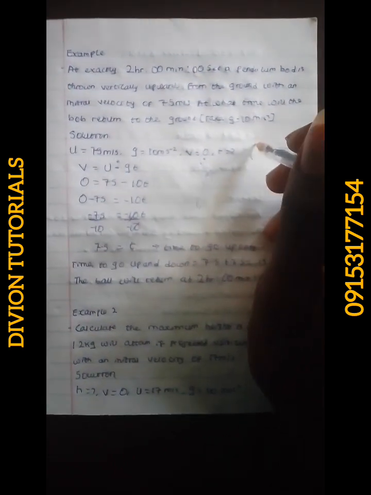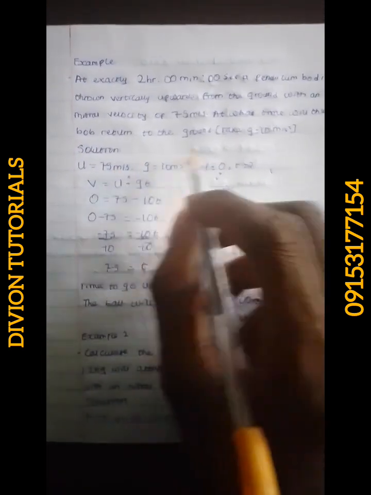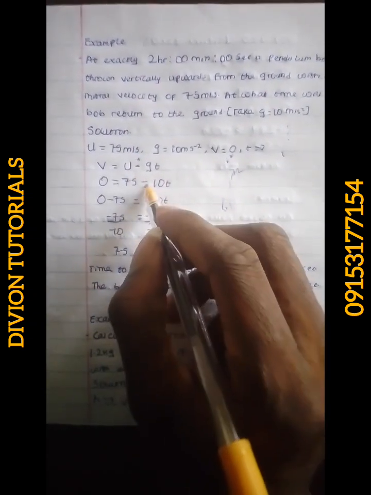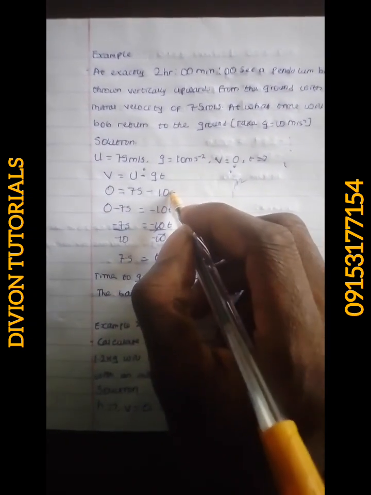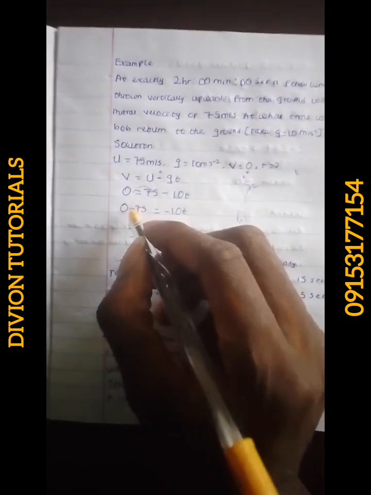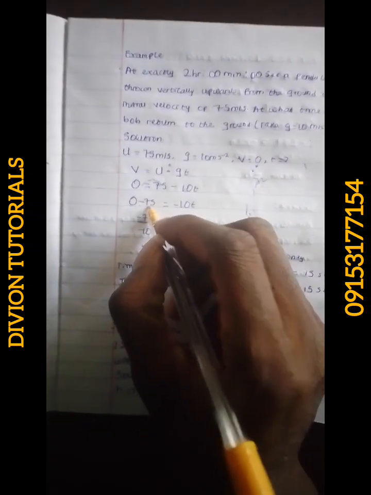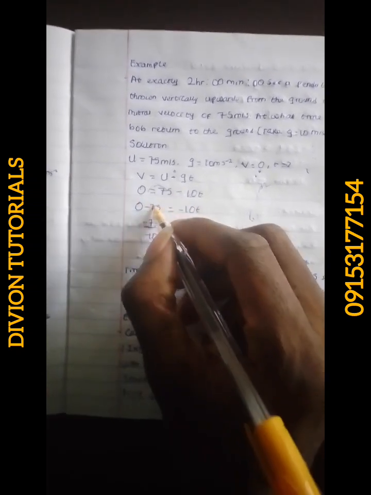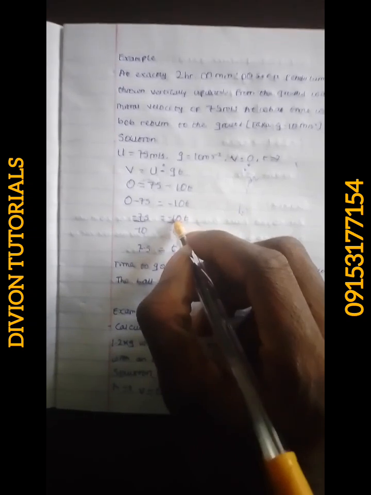So if it's going up, it's against gravity. So what is the final velocity? 0. 0 equals 75 minus, what is g? 10t. Collect like terms. 75 will come here, plus 75 will come here, change to minus 75. 0 minus 75 is equal to what? Minus 10t. 0 minus 75 is minus 75, equals minus 10t.